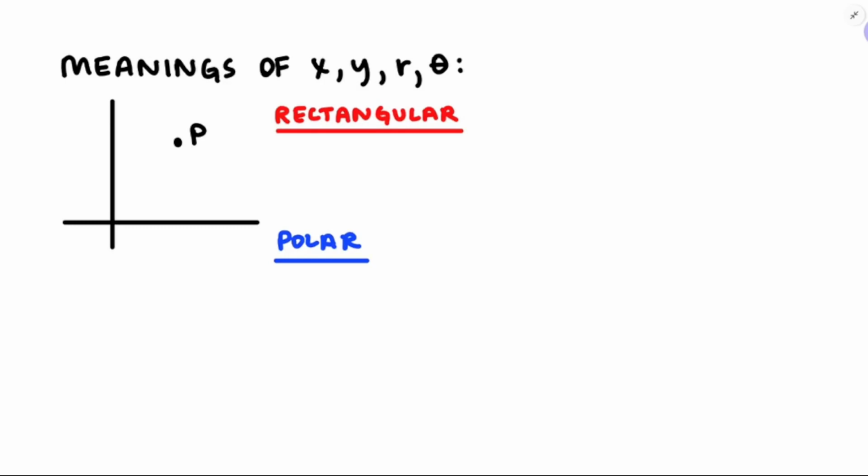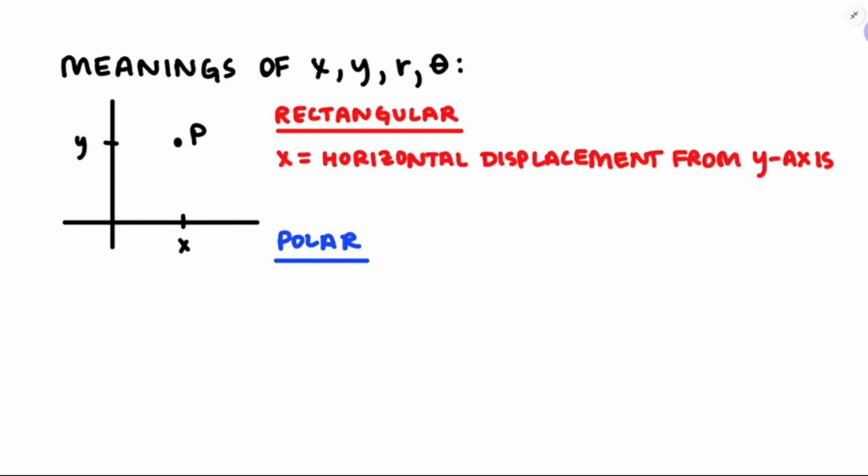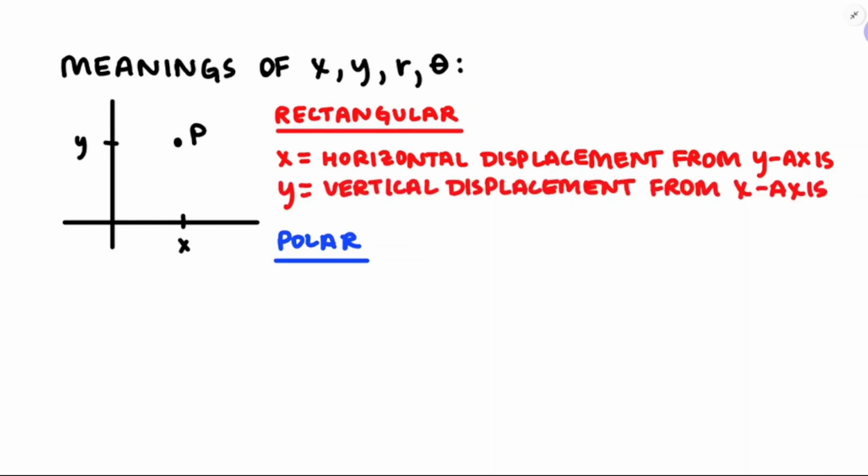Before we go into the conversion factors, I just want to take a second and go back to the meanings of x and y and really be specific about the meanings of r and theta. So we've got a point in the plane, and we're used to describing it with the coordinates x and y, where x is over here and y is right there. The x-coordinate is the horizontal displacement from the y-axis, and the y-coordinate is the vertical displacement from the x-axis.